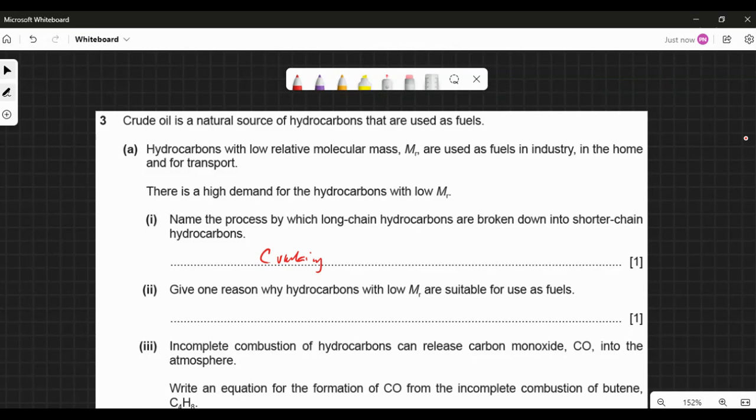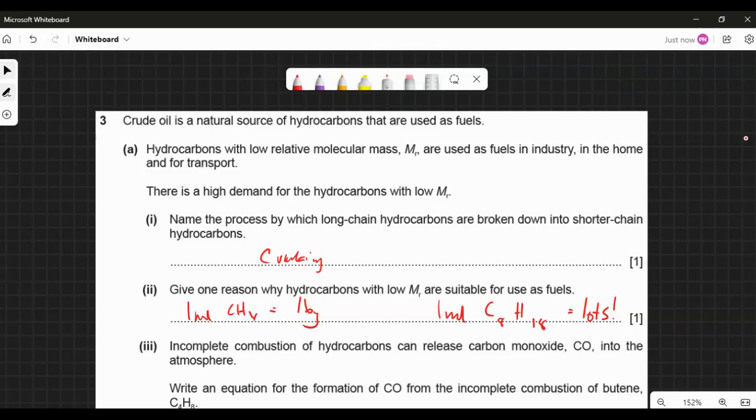Give one reason why hydrocarbons with a low molecular mass are suitable for use as fuels. Now, because they have a low mass, if there's 1 mole of methane, which is a low molecular mass, it has a mass of 16 grams. 1 mole of octane, C8H18, has a mass of, I have no idea, but it's a lot more. Do you understand? So for the same mass, you get more moles. Does that make sense? Yes.